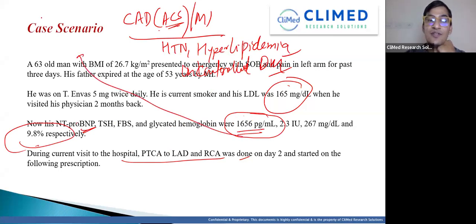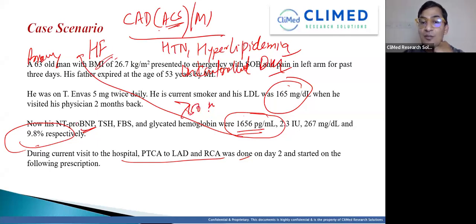That is the biomarker for what? Heart failure. Heart failure also has started. Maybe because of myocardial infarction or anything, but heart failure is also there. NT-proBNP must be less than 150 picogram per ml, and it is 1656 here. So this patient has multiple problems: MI, hypertension, hyperlipidemia, diabetes, and heart failure. Now I'll come to the last line. I'll tell you what exactly this is.